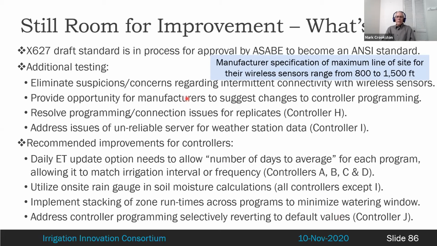One of the things I want to point out is that I mentioned that some of the wireless sensor controllers may have had problems with connectivity to those sensors. The manufacturer specifications for maximum line of sight for their sensors range from 800 feet to 1,500 feet. We had 1 of the 4 that performed well, and we're not sure why the other 3 didn't. They were all under 800 feet, but the controllers were inside a metal building, and that's always problematic, and there just weren't resources to overcome that in the limited time frame we had.